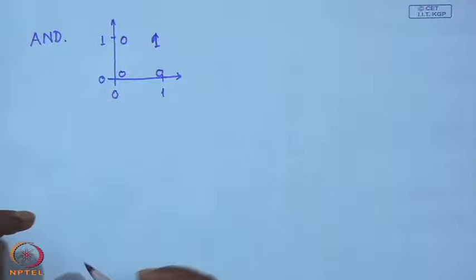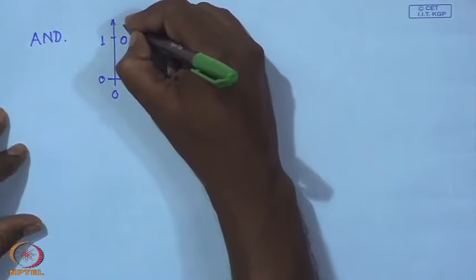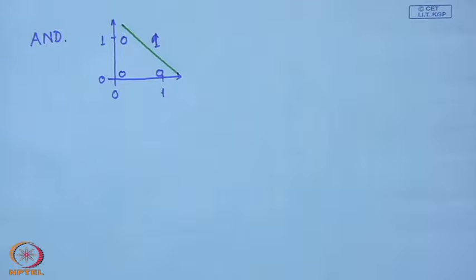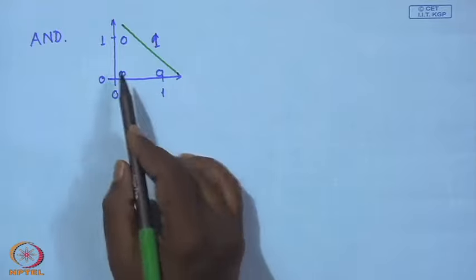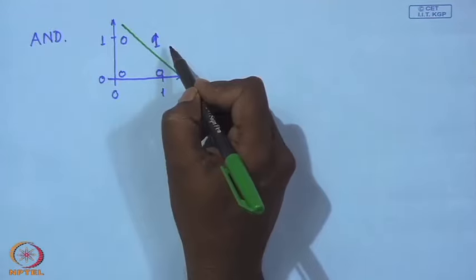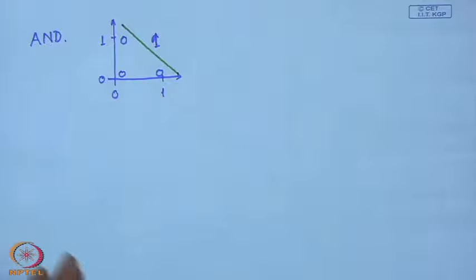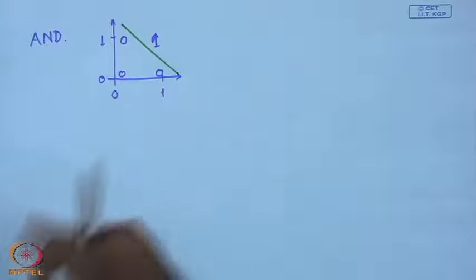Now, if we consider this AND function to be a classification problem, then it is quite obvious that I can draw a straight line separating the set of zeros and the set of ones. That means the input vector 1 1 is put in one class, and all other combinations of input components, that is 0 0, 0 1 or 1 0, are put in another class, and I can separate these two classes by a straight line. So, this AND function is a linearly separable function.